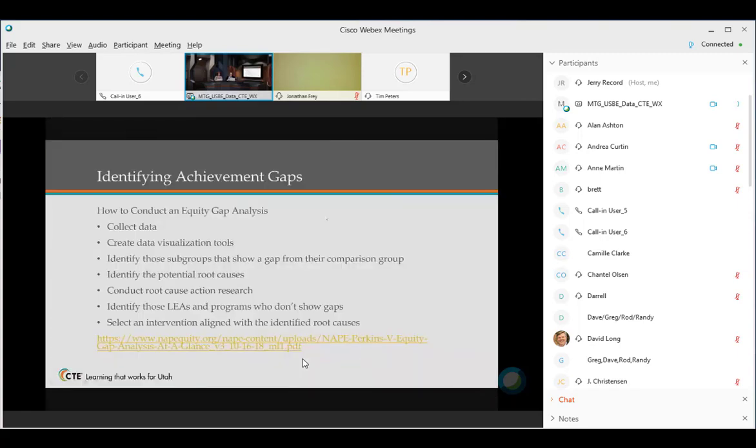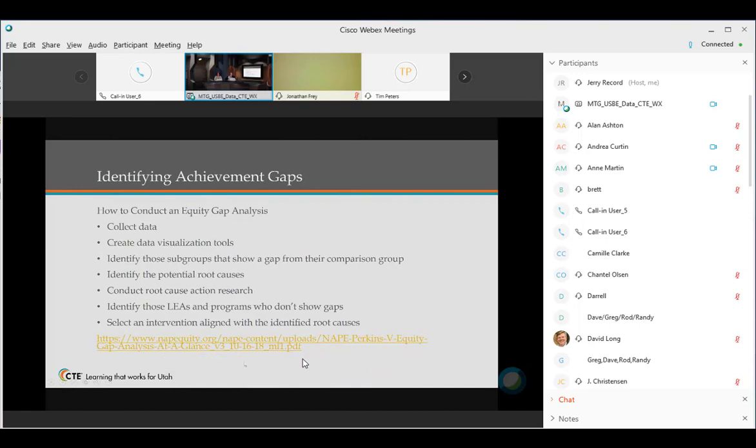Okay, achievement gaps. I mentioned this in the initial slides. These are where an indicator, a particular category or group is not meeting a target compared to its peer group. So these are just some steps, and I pulled this down from the NAEP equity site on how to conduct an equity gap analysis.